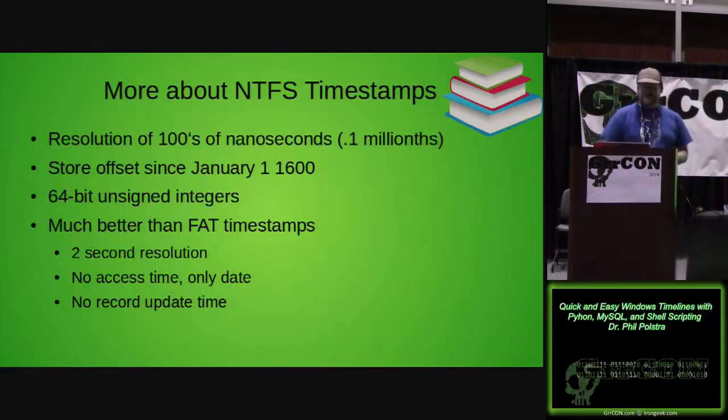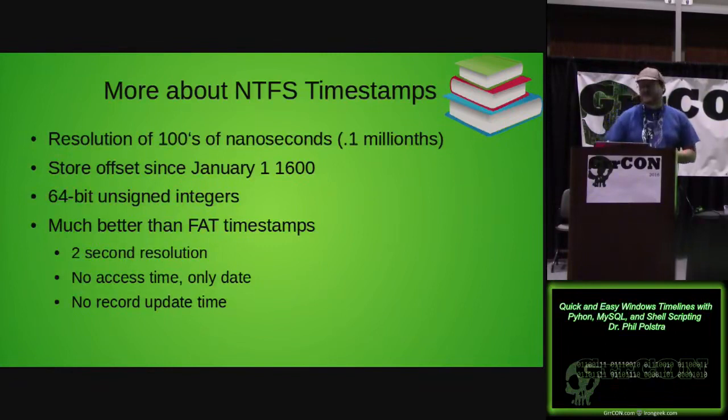So for NTFS, they said, hey, let's go back to 1600 because we need file timestamps. They go back to 1600, right? Because they had a lot of computers back then. So I don't know why they did it that way, but they did. 64-bit unsigned integers. And it's a lot better than the FAT timestamps.